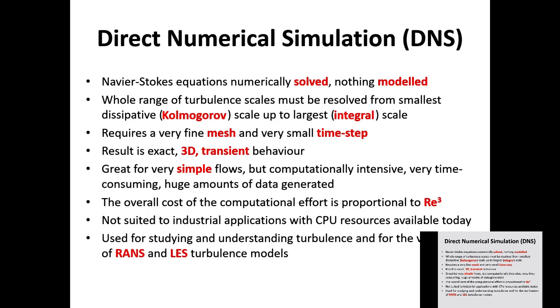But there is a use of DNS. Your Reynolds average Navier-Stokes and LES are made by approximation. So you can test those results using DNS, okay, in a small, representative problem.